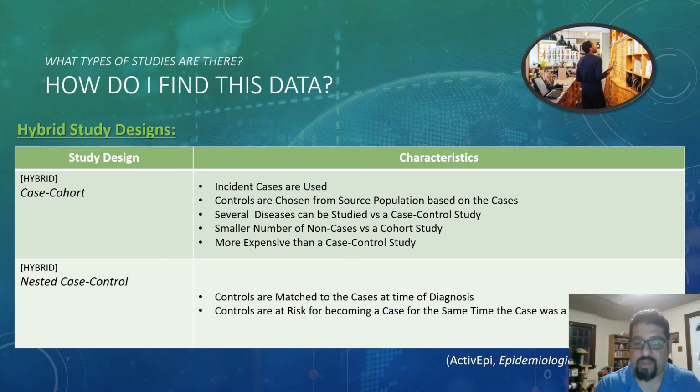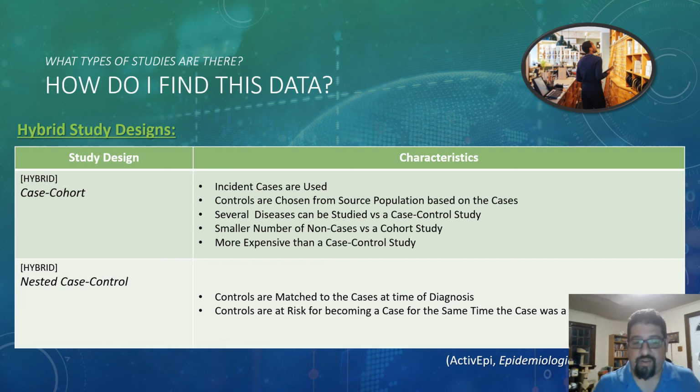Hybrid studies are going to be your case cohorts, which is a little bit of a case study, a little bit of cohort study. They've come together, had happy little children that they've made their own case cohort study, and in it cases are used. Controls are from a source population. Several diseases can be studied versus that case control study where we can't really do that as much, but it's going to be less number of cases versus a cohort study, but it's going to be more expensive than a case control study. So as you can see, there are some pros and cons, and they sort of all come together very intelligently.